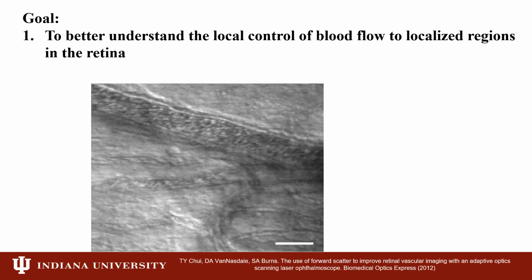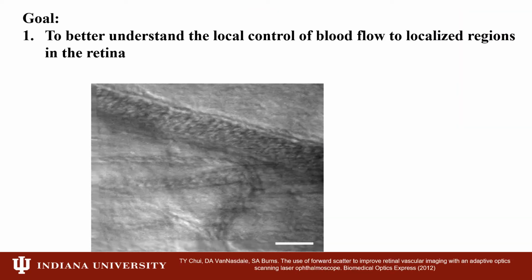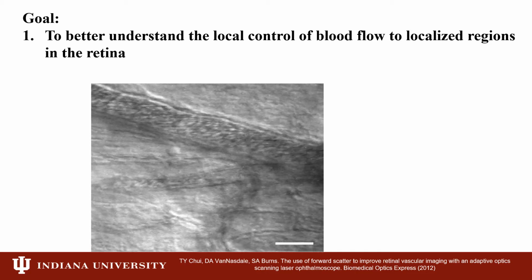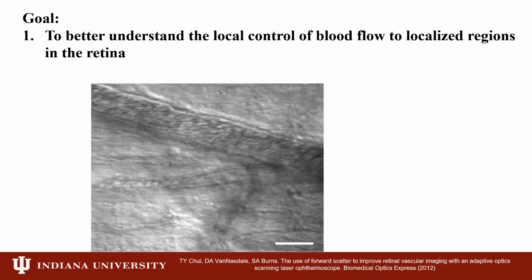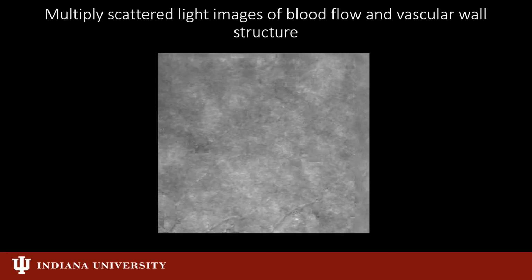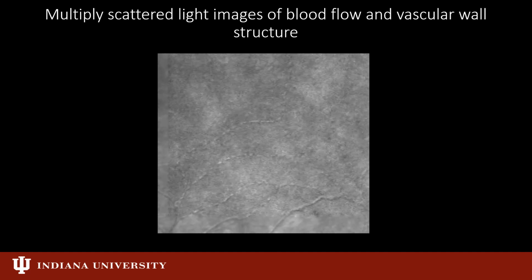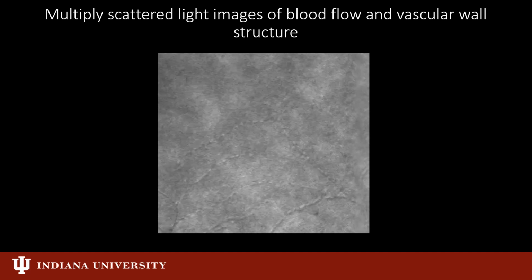So our goal in this study is to better understand local control of blood flow to localized regions in the retina. And what we want to get at is the extent of neurovascular coupling. How localized can we control flow in and out of a region of retina? And so to do this, we use multiply scattered light imaging of blood flow with adaptive optics.